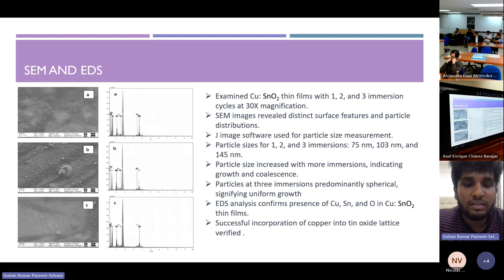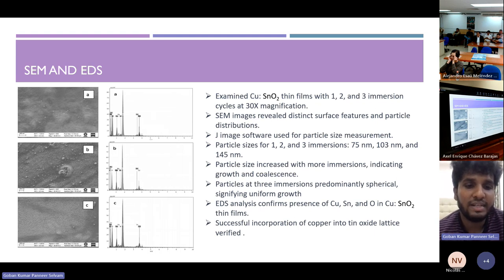By using ImageJ software, I measured the particle size. For immersions 1, 2 and 3, the particle size is 75 nanometers, 103 nanometers and 145 nanometers. The particle size increases with more immersion, indicating growth and coalescence. The 3 immersion sample is predominantly spherical, with significantly uniform growth.